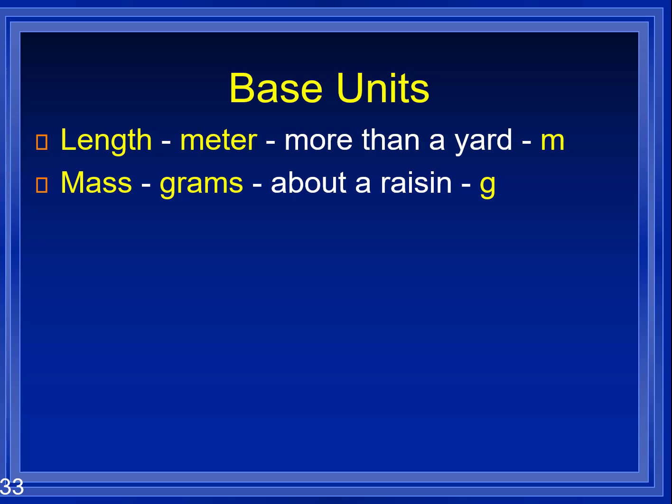Okay, mass. Mass is measured in grams. And a gram is a little amount of stuff. It's about how heavy a raisin or a paper clip would be. So a gram is a small amount of weight. Its symbol, lowercase g.